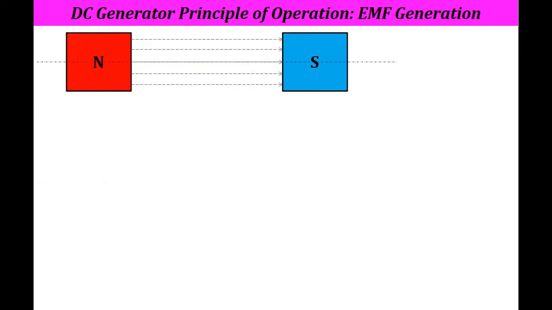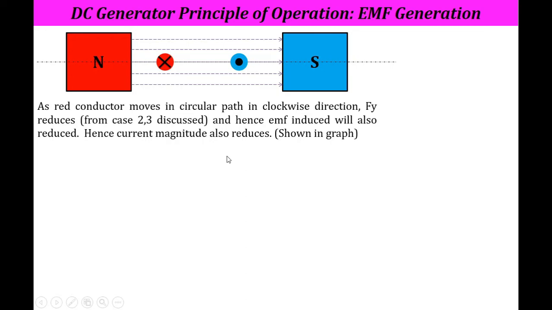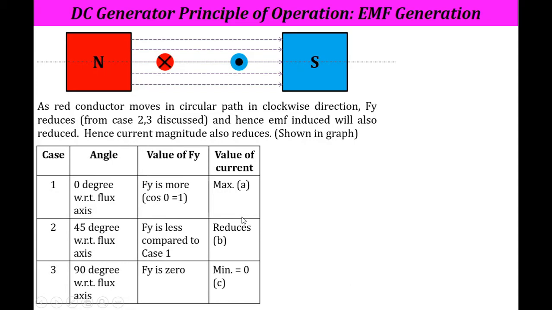Now here, let's take a second example. This is a cross, and this is a dot. Cross is nothing but inward, dot is nothing but outward. Now as the red conductor moves in a circular path in this clockwise direction, Fy goes on reducing. Already we discussed all these cases, when theta equals 0, theta equals 45, theta equals 90 degrees. And now as the force reduces, the EMF which will be induced also goes on reducing. And as EMF reduces, the current magnitude also reduces.